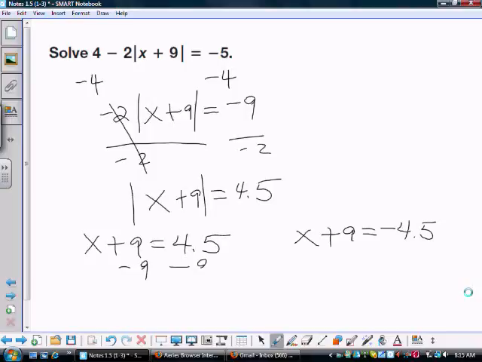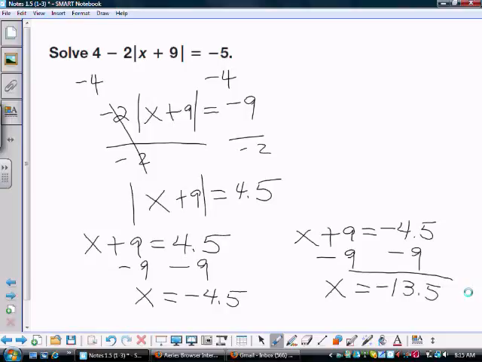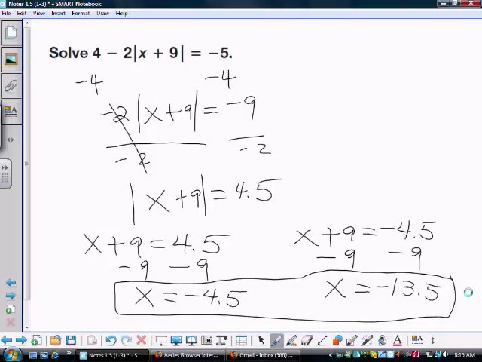Subtract 9 from both sides of the equal sign, and I get x is negative 4.5. Subtract 9, and I get x is negative 13.5. And there are my two answers.